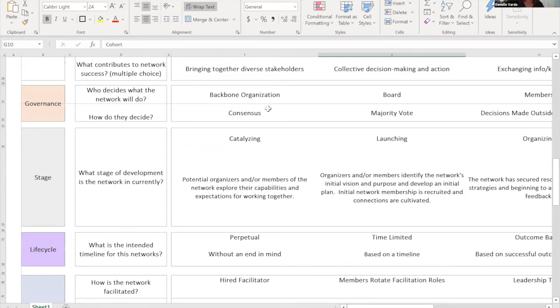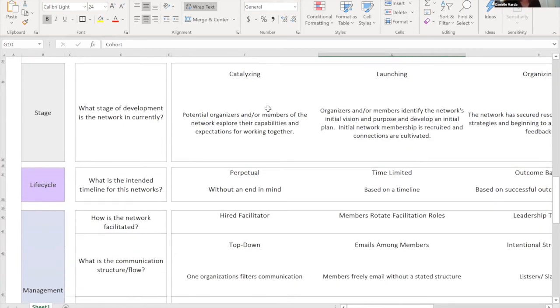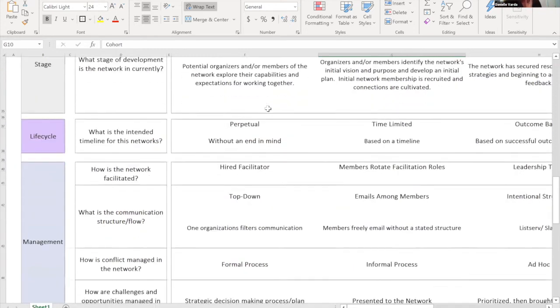Governance is another thing that we often fail to actually talk about as we're developing our network. So who decides what the network is going to do and how do they decide that? This is really important. I mean, we could be using a backbone organization or we could be using distributive leadership. Those are different approaches, and we'll go through that in a second. What stage of development is the network currently in? So this is more of a very traditional SWOT kind of thinking around where are we in our network. So this will feel probably a little more familiar.